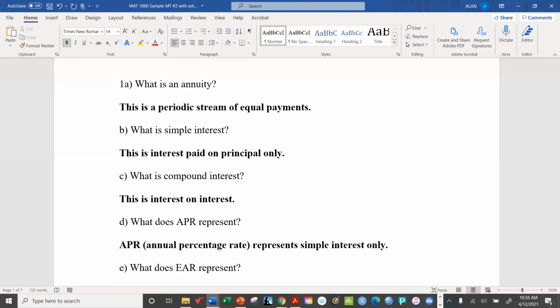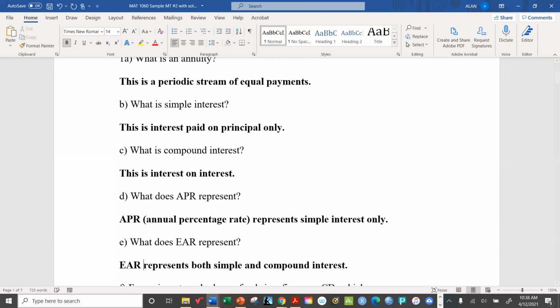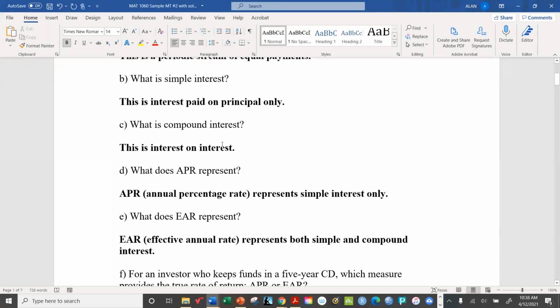And I did mention, I think once before, that when you go to a bank, they typically have signs showing you how much interest they're paying or charging for various products. Normally they'll show you both of these numbers, APR and EAR. The APR is the first number, the smaller one. It represents simple interest only. And then, of course, the EAR, which is the effective annual rate, is both the simple and compound interest.